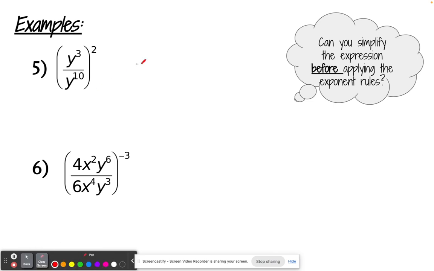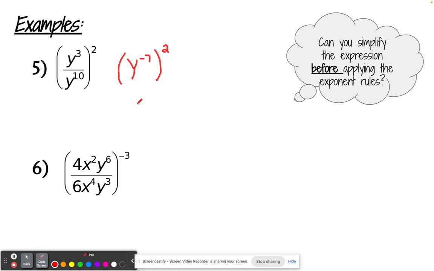Okay, I got a lot going on here. What I recommend is you simplify an expression before you apply this exponent rule. So let's do what's in the parentheses first. I have y to the 3rd over y to the 10th. So 3 minus 10 will give me y to the negative 7 power. And that's going to be raised to the 2nd power.